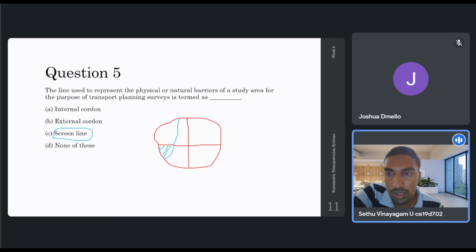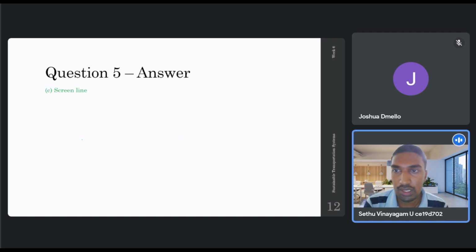So this helps us provide a demarcation of the boundary of the study area, right? The other lines, the imaginary lines that we draw ourselves to demarcate, are called the cordon lines, right? Whereas the natural or physical barriers which form a boundary of the study area are called the screen lines, right? Here the question is asking about this particular physical or natural barrier, so that is the screen line. So the right option is option C.